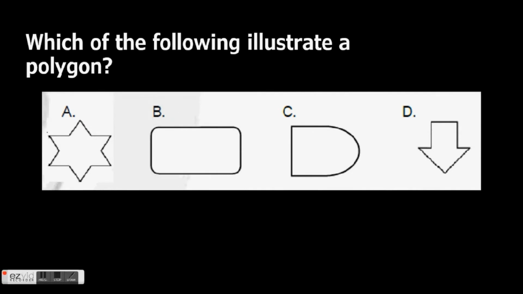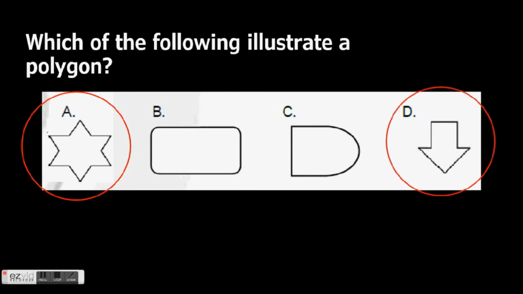Based on our previous illustrations, sagutan natin ito. Which of the following illustrate a polygon? Is it A, B, C, or D? Of course, we have first the letter A. This is an example of a polygon, and we also have the letter D. So these are the polygons.